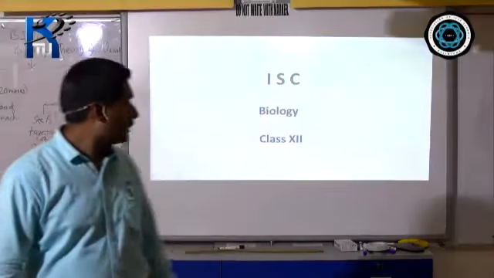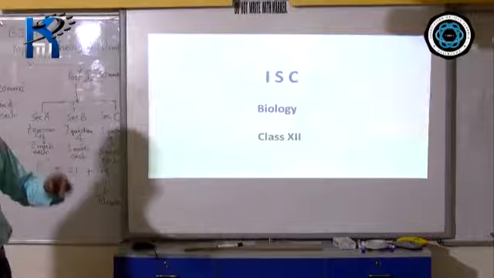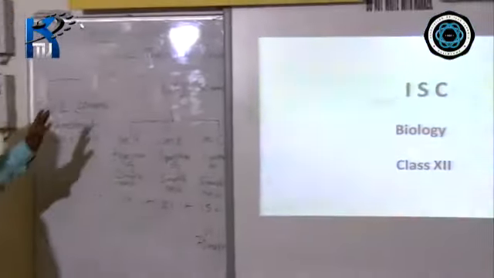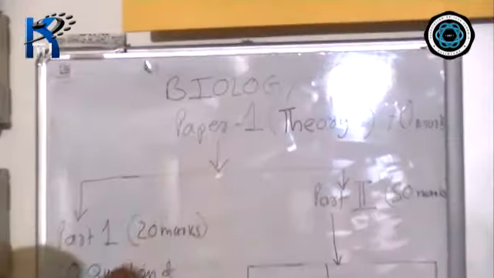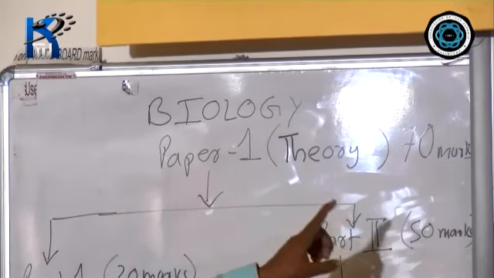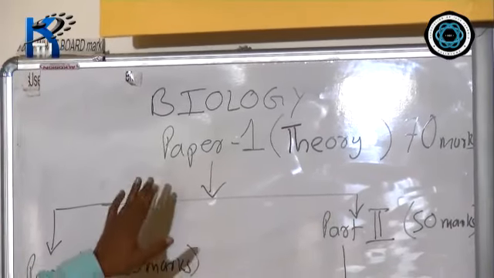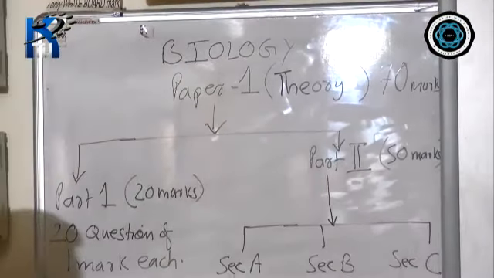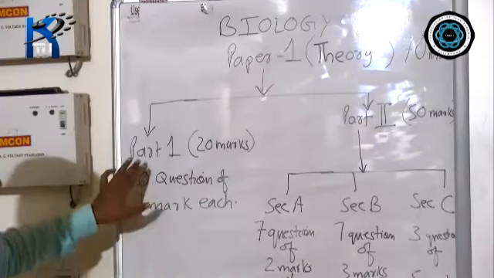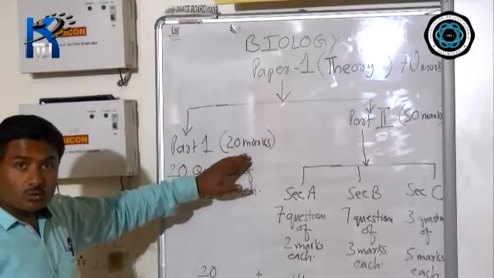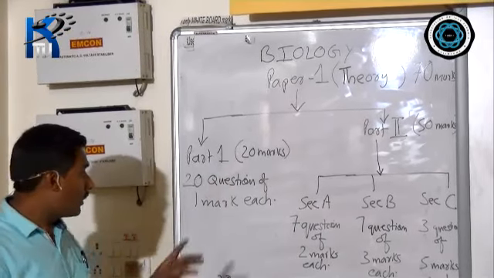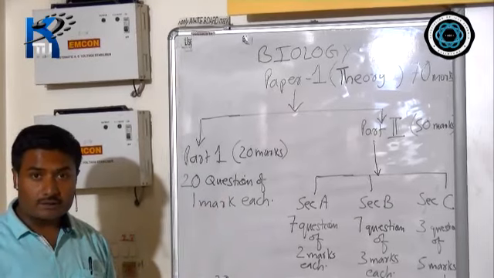Hello everyone. Before going to the topic, first of all, I will just show you the question pattern that comes in ISC Biology. Paper 1, that is theory, is of 70 marks. This paper has been divided into two parts: Paper 1, Part 1 and Part 2. Part 1 is of 20 marks. There are altogether 20 questions of 1 mark each.